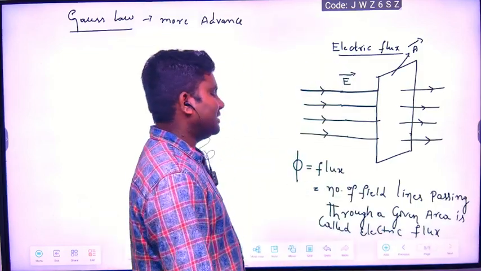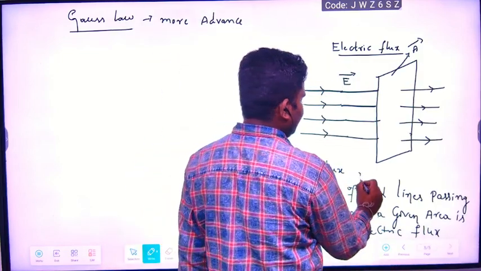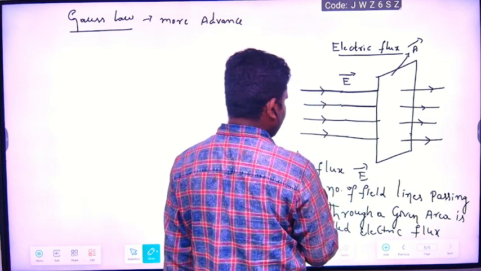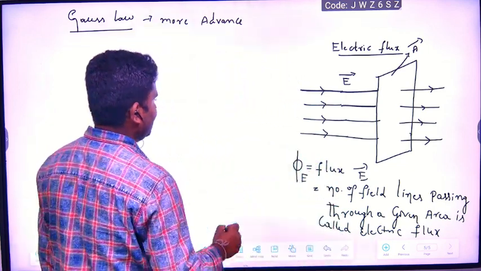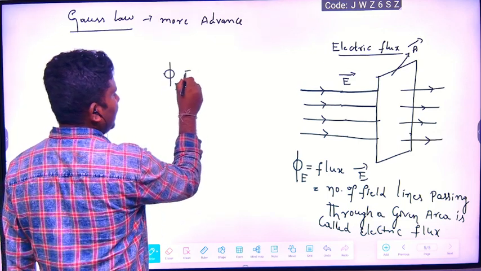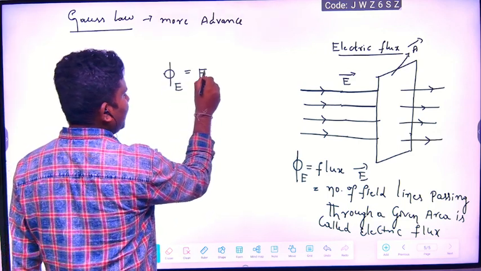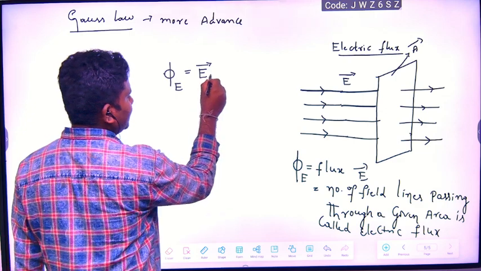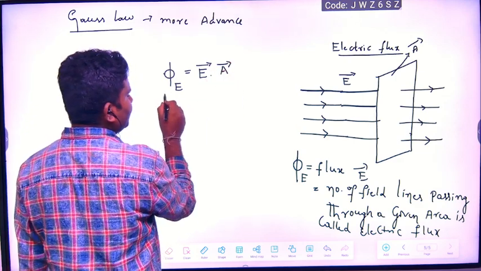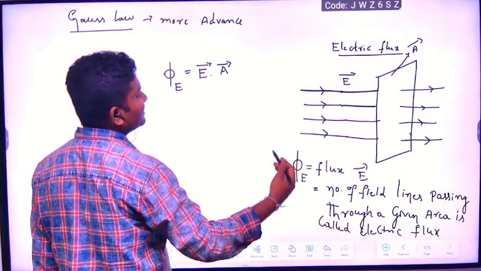Number of electric field lines passing through a given area is called electric flux. So you can write electric flux phi E is equal to electric field into area. Electric field is a vector and area is a vector. Vector into vector, if it is giving a scalar, because flux is a scalar.